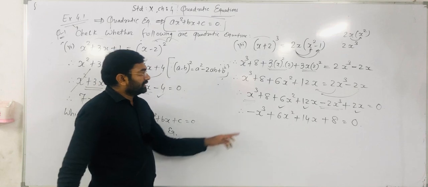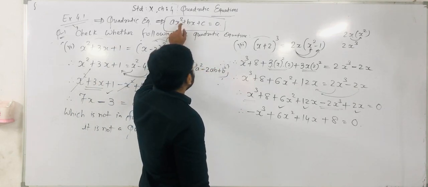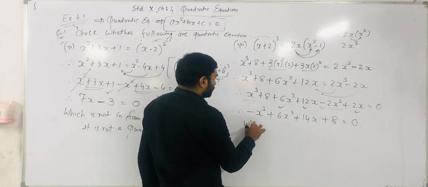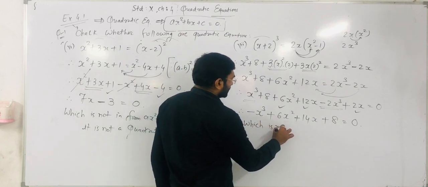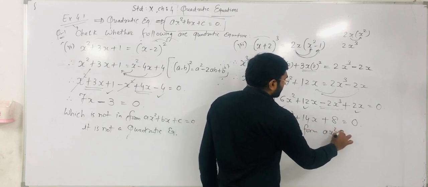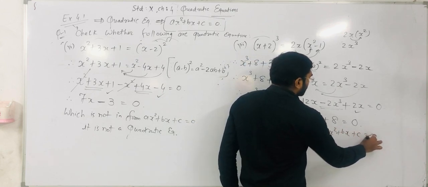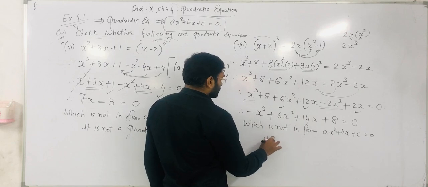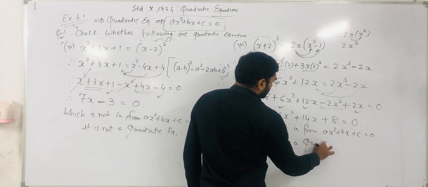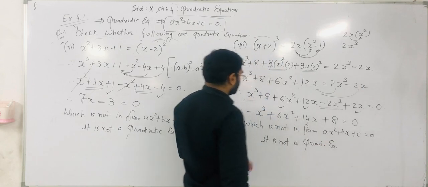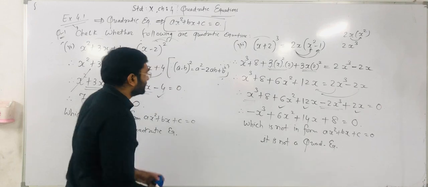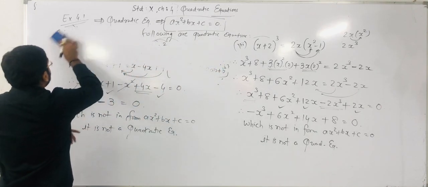So observe here, in that equation we are not getting the standard form of a quadratic equation, right? Which is not in the form ax square plus bx plus c is equal to 0. So it is not a quadratic equation. See here, in that equation the degree is 3. That's why we can say it is a cubic equation.